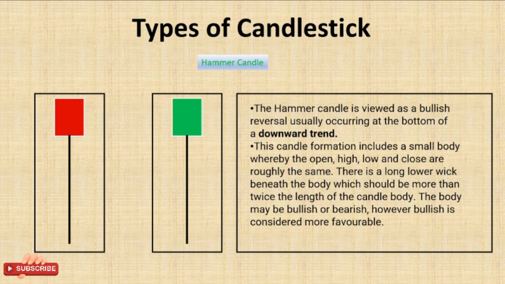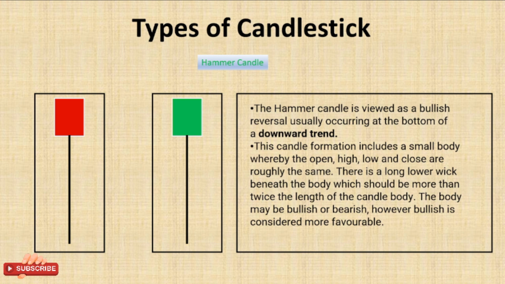Now next candle is the hammer candle. Hammer candle is viewed as a bullish reversal occurring at the bottom of a downward trend. So whenever there is a downward trend and whenever the hammer candle occurs, we can probably have a higher probability of the trend reversal. This candle formation includes a small body whereby the open, high, low and close are roughly the same. There is a long wick beneath the body which should be more than twice the length of the candle body. The body may be bullish or bearish, but however, a bullish candle is considered more favorable for the trend reversal.